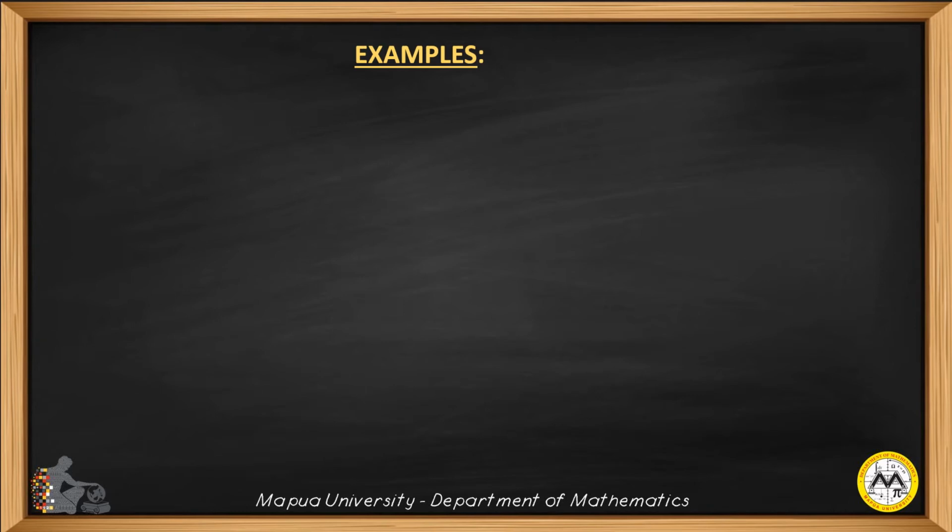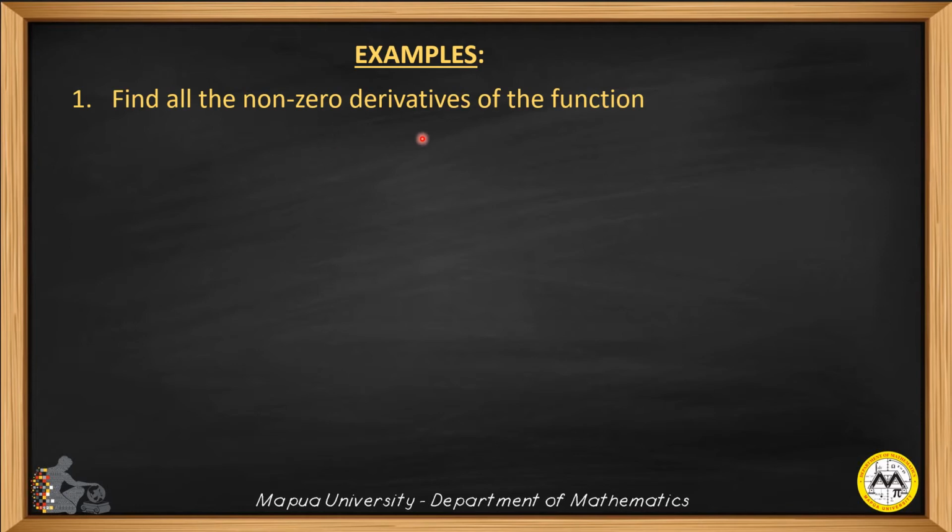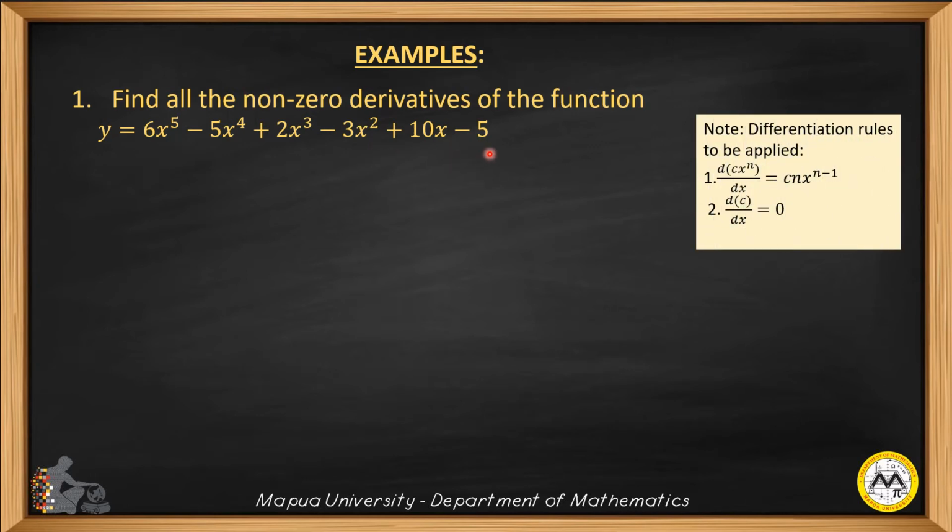Okay, let us work on some examples. Let us find all the non-zero derivatives of the function y equal to 6x to the 5th minus 5x to the 4th plus 20x cubed minus 3x squared plus 10x minus 5. In differentiating this function, we will be using these rules on differentiation. For the first derivative of y, we differentiate this expression with respect to x to give us 30x to the 4th minus 20x cubed plus 6x squared minus 6x plus 10.